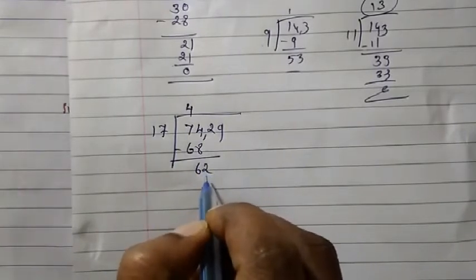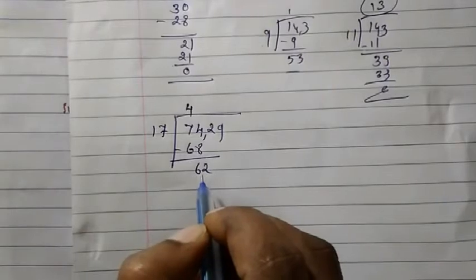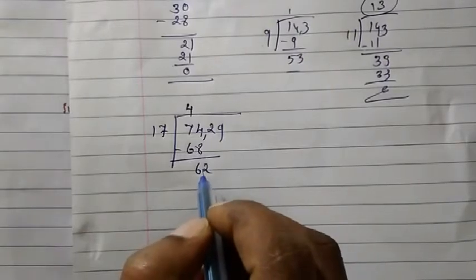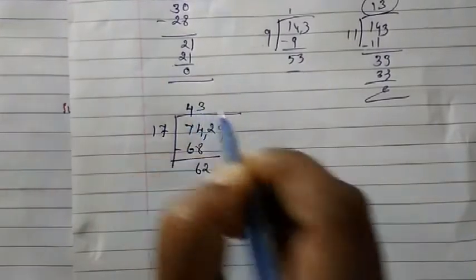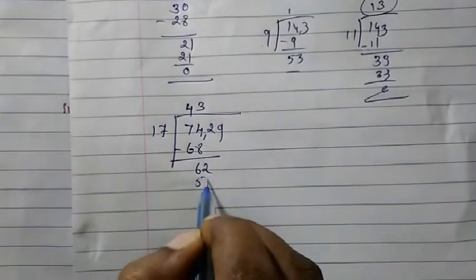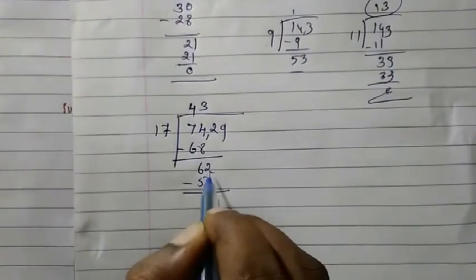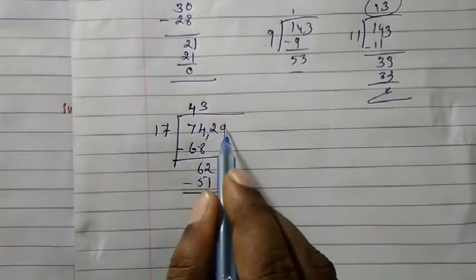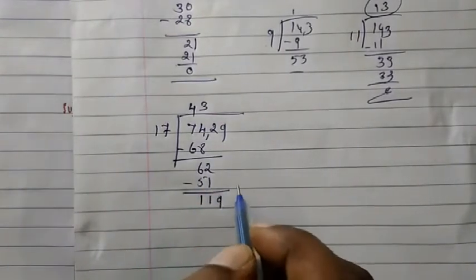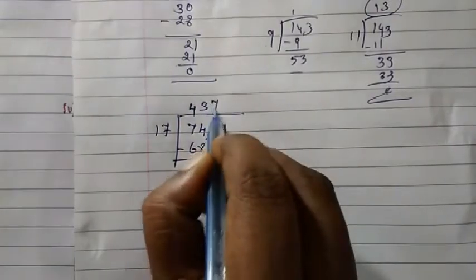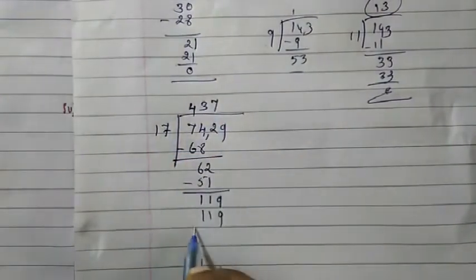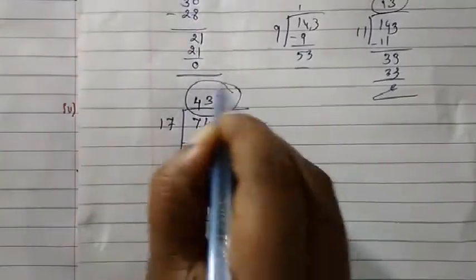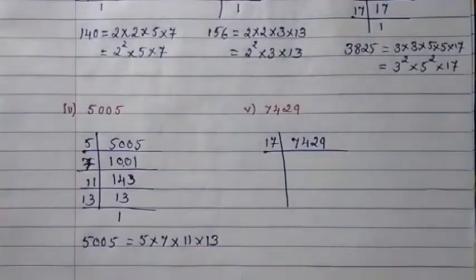Now in 62, how many times will you have 17? In 62 you can have 3 times. 3 times 17 you will get 51. So 62 minus 51, you get 11. This 9 will come down. So then you'll have 7 times 17, 119. So we get 437.